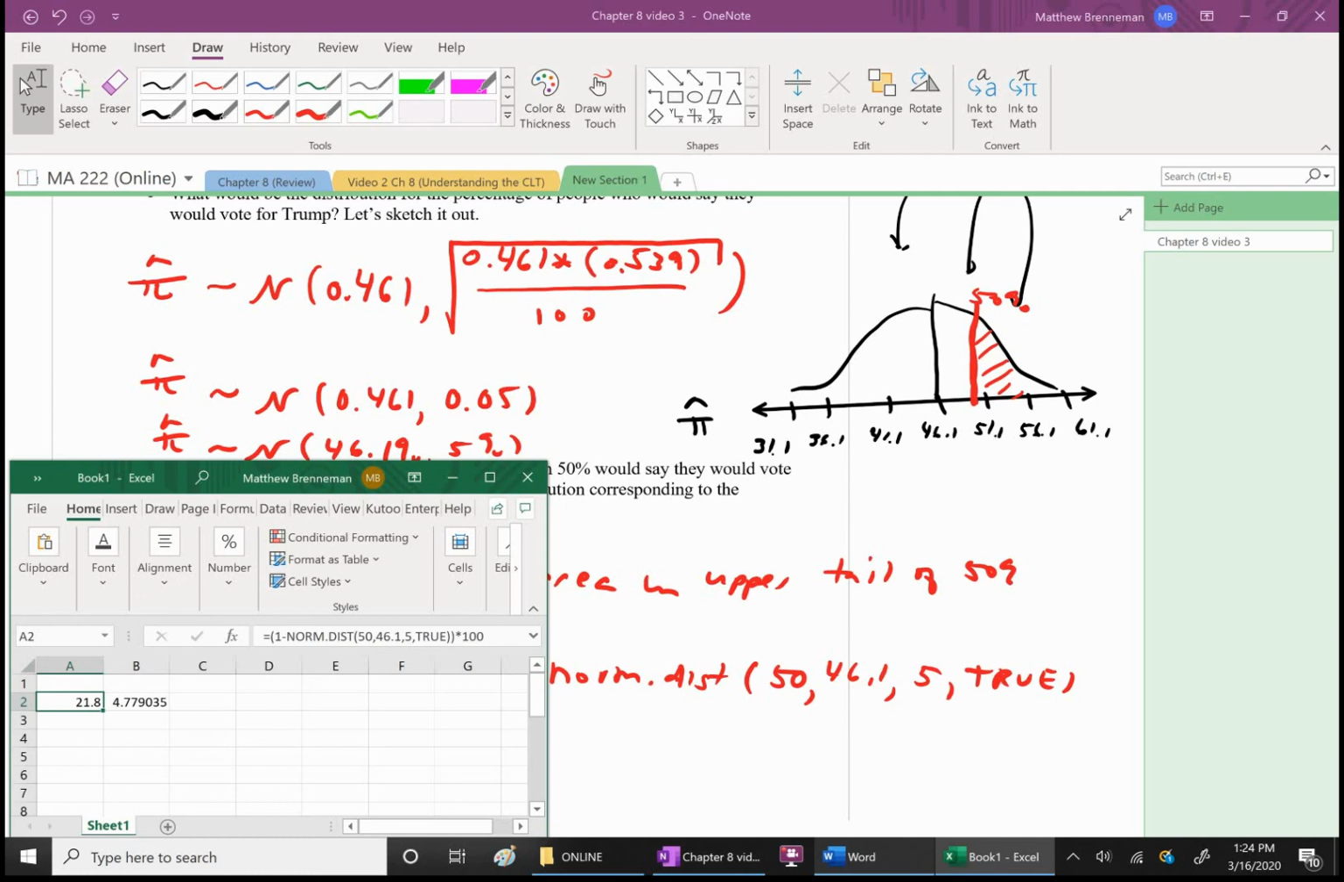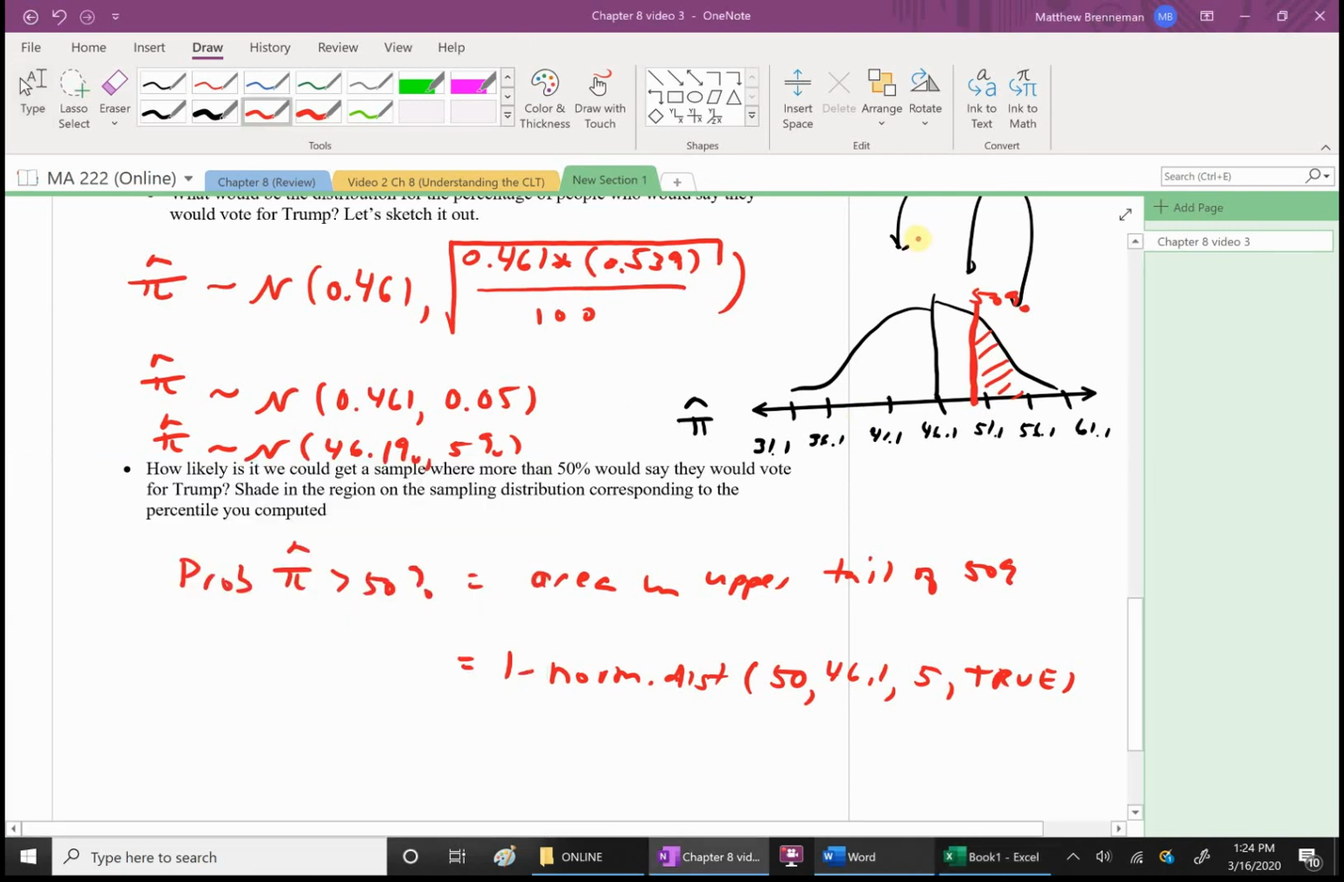So there's roughly a 22% chance that he could get the majority of the vote, even if the true population percentage was less than 46.1. But the primary reason why that's possible is because the sample size is really small, right? As the sample size gets larger, what happens? The estimates become much more precise. Okay?